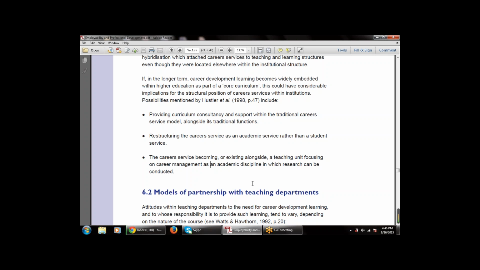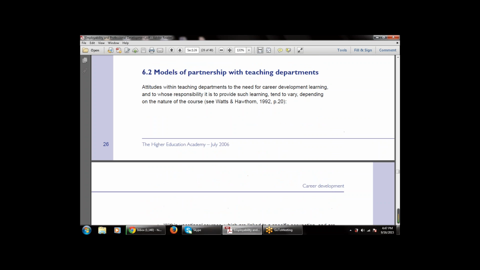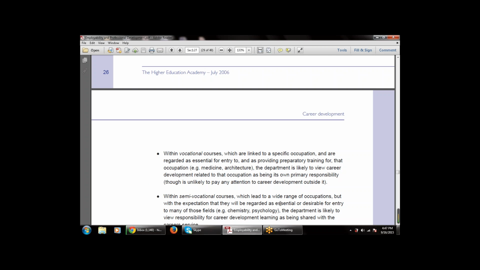The attitudes within the teaching department to the need for career development learning, and to whose responsibility it is to provide such learning, tend to vary depending on the nature of the course. So the nature of the course tends to define the need for career development learning. Now, what are the various natures of the courses that are available?